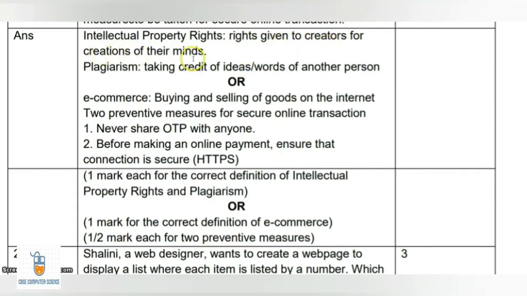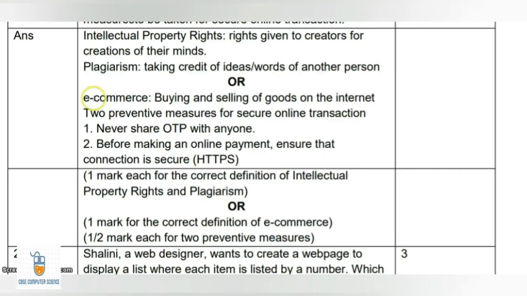What are intellectual property rights? Rights given to creators for creations of their minds, their intellect, are known as intellectual property rights. For thinking or for creativity, certain rights are given to the creators, and that is known as intellectual property rights. What is plagiarism? So plagiarism means taking credit of ideas or words of another person. Plagiarism is nothing but stealing others' ideas, in short.